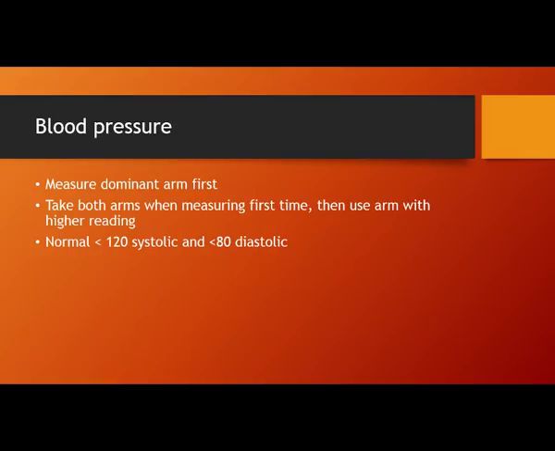But for our purposes right now, we'll assume you can take it in the person's arms. So you would take it the first time in their dominant arm, then after that use whichever arm you got the higher reading for. Normal is less than 120 systolic and less than 80 diastolic.